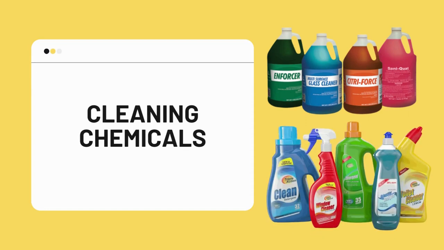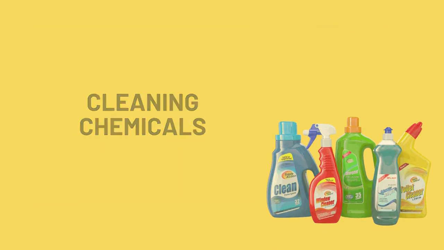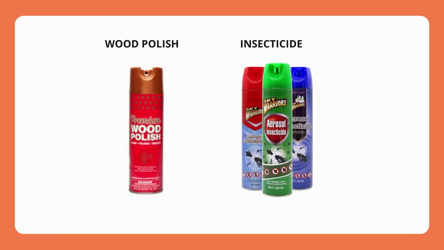In addition to cleaning tools and materials, a housekeeper also needs to use some cleaning chemicals. Wood polish. This is used to polish or shine wood surfaces, leather surfaces such as sofa and similar pieces of furniture. Insecticides. This is used to fumigate or eliminate insects and pests.